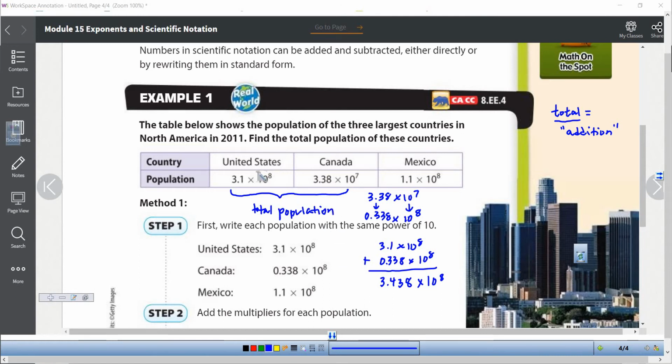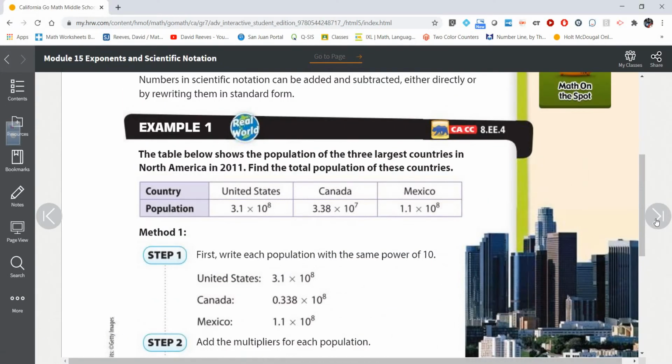So if I were to ask you what was the total population of the United States and Canada combined, what was the total population in 2011? 3.438 times 10 to the 8th power. All right? Okay, so that is the first problem.